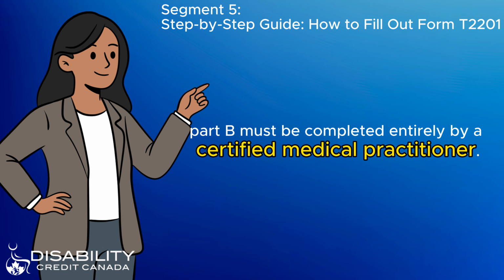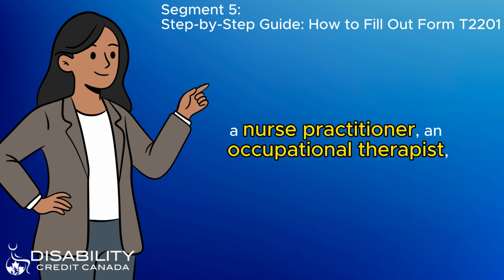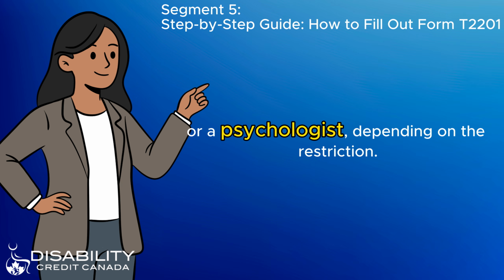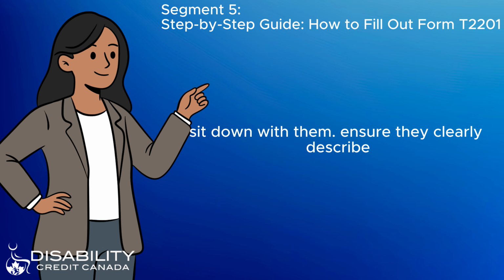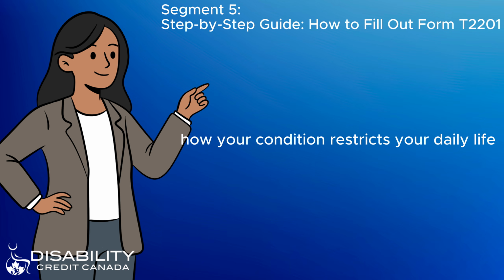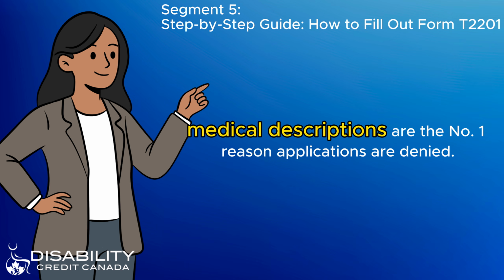Part B must be completed entirely by a certified medical practitioner. This can be your family doctor, a nurse practitioner, an occupational therapist, or a psychologist, depending on the restriction. Pro tip: do not just hand this blank form to your doctor. Sit down with them. Ensure they clearly describe how your condition restricts your daily life in the text boxes, explicitly reflecting that 90% impact rule. Vague medical descriptions are the #1 reason applications are denied.